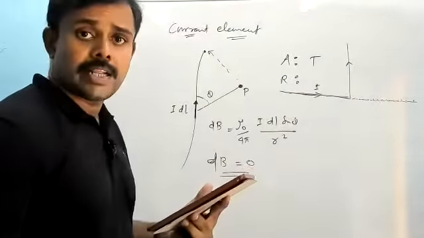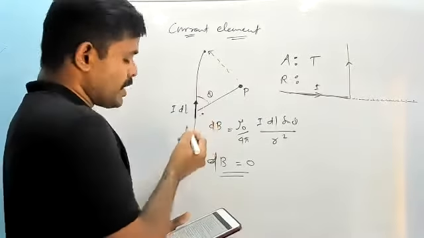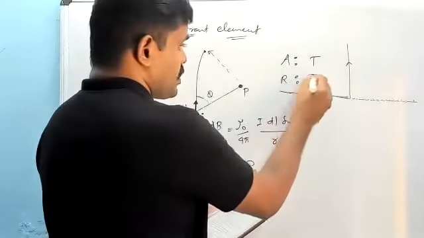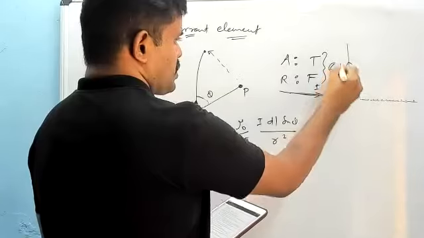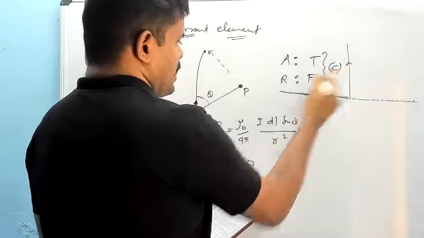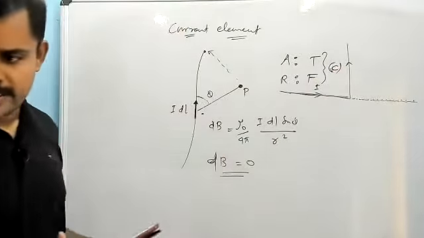Magnetic field close to current element is 0. Magnetic field close to current element is at 0? No, that is false. So the answer is option C. No matter how close it is, there will be a finite value of magnetic field. Understood?